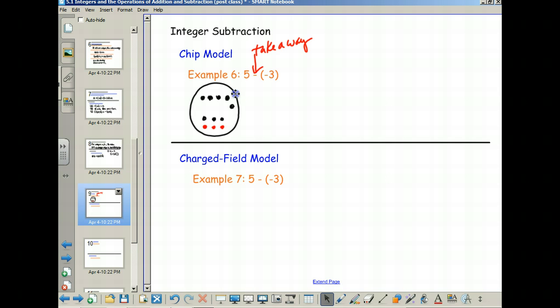Because I have 5 here, 3 more here. This is the number 8 and negative 3. What's 8 minus 3? 5. This picture represents the number 5. Yes?